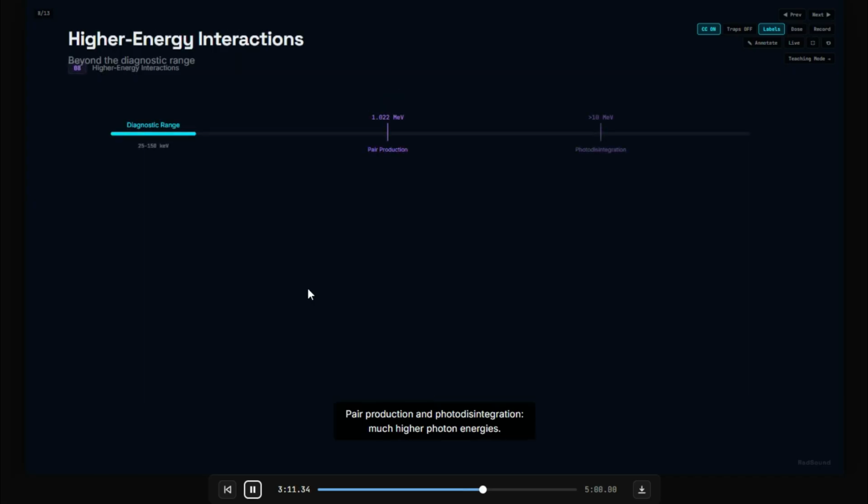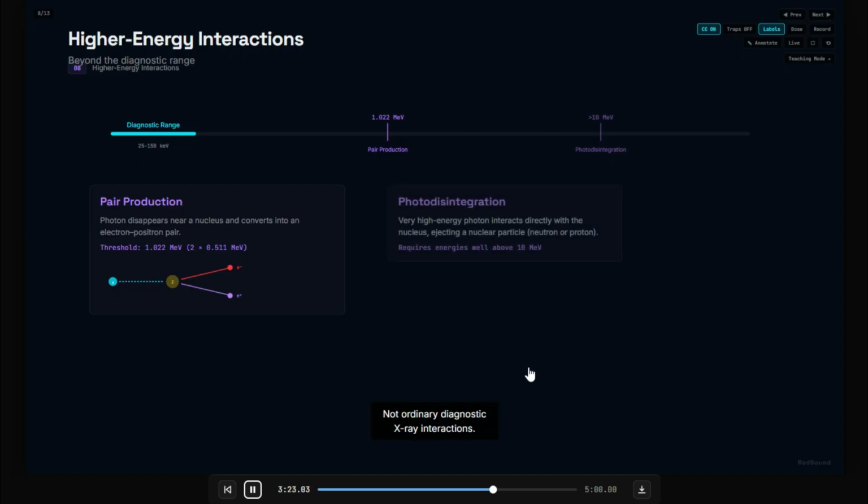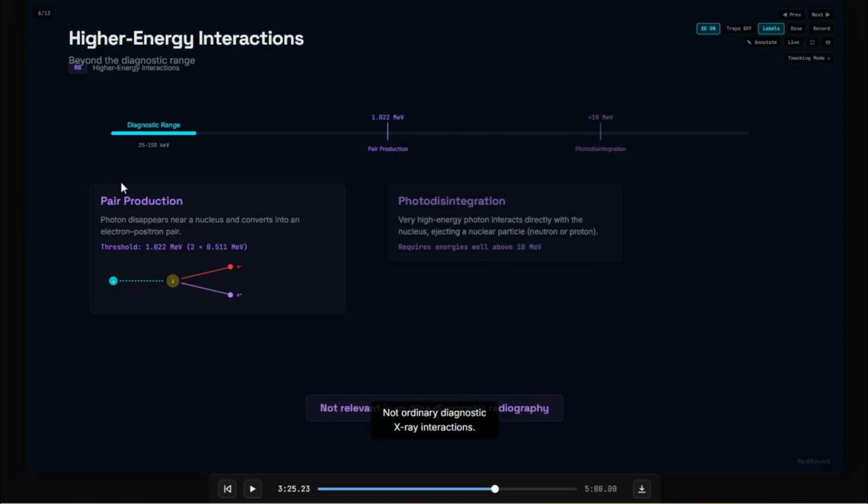The next type of interaction is what we call two of them. We have pair production and photodisintegration. So this mostly depends on the energy becoming very high, above the diagnostic range. For instance, when the energy is above 1.022 mega electron volts, that's 2 multiplied by 0.511 MeV. This is the basics of pair production, whereby the photon coming disappears near the nucleus and converts into an electron and positron pair. So this is very important. We're going to discuss it in nuclear medicine.